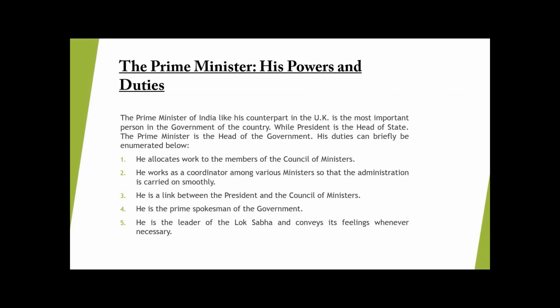The Prime Minister, his powers and duties. The Prime Minister of India, like his counterpart in the UK, is the most important person in the government of the country. While the President is the head of state, the Prime Minister is the head of the government. His duties can briefly be enumerated below. Number 1, he allocates work to the members of the Council of Ministers. Number 2, he works as a coordinator among various ministers so that the administration is carried on smoothly. Number 3, he is a link between the President and the Council of Ministers. Number 4, he is the prime spokesman of the government. And number 5, he is the leader of the Lok Sabha and conveys its feelings whenever necessary.